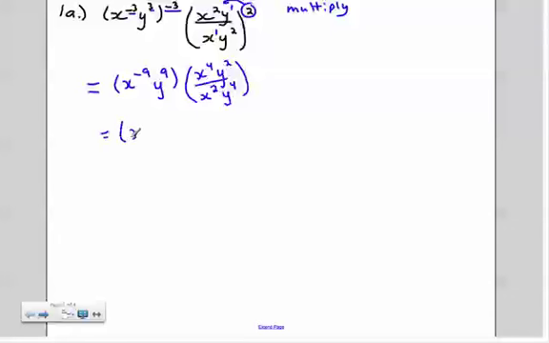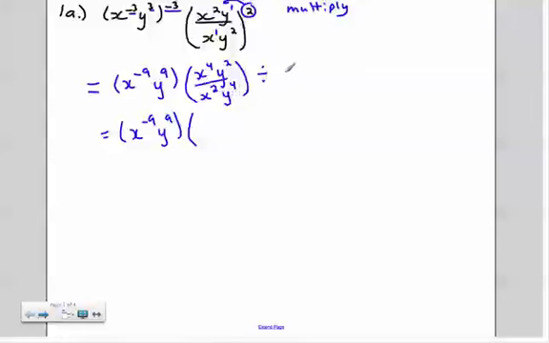Now I'm going to clean up inside the bracket. I can't do anything to the first bracket because I have different bases. One is an x and one is a y. But inside the second bracket, I have a division. I have x's on top and y's on the bottom. X's and y's both on the top and x's and y's both on the bottom.